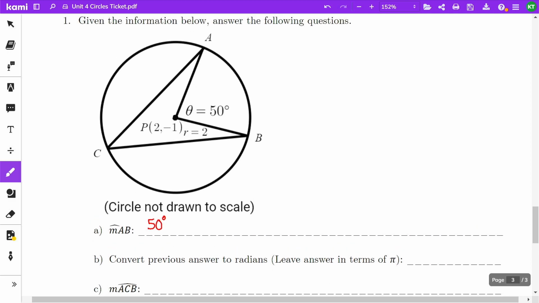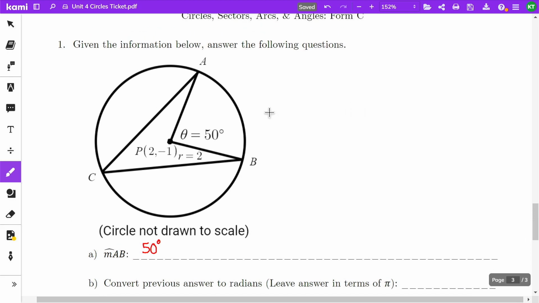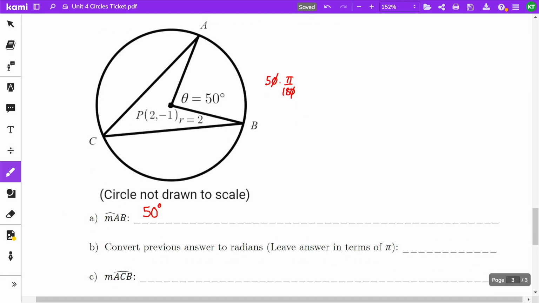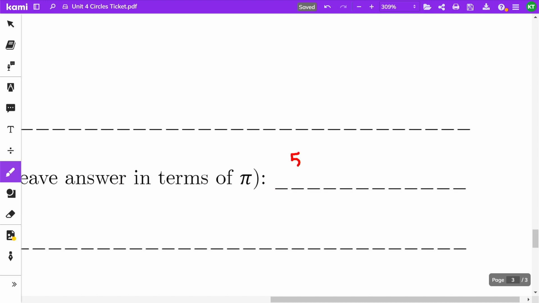Then I'm going to convert that to radians and leave that in terms of pi. So that means I will have 50 times pi over 180. The zeros are going to cancel out. And so I'll just be left with 5 pi over 18. So I'm going to write that here. 5 pi over 18.